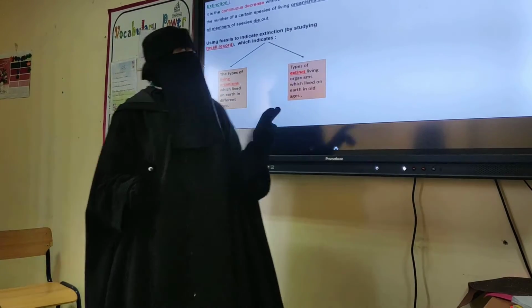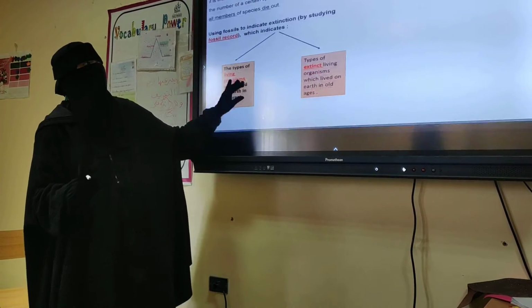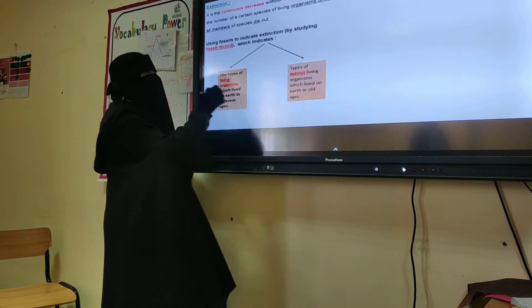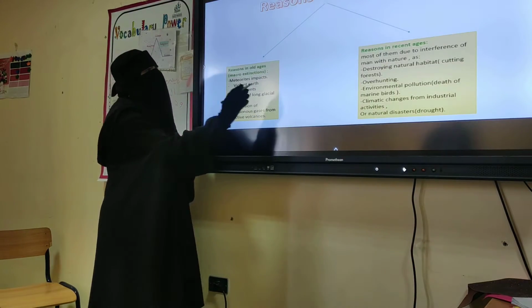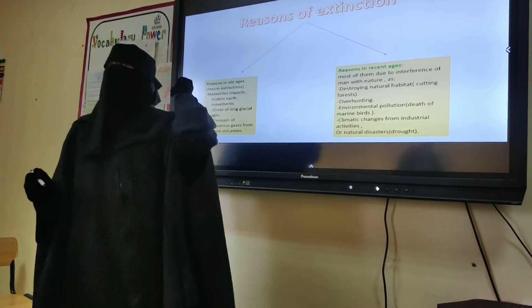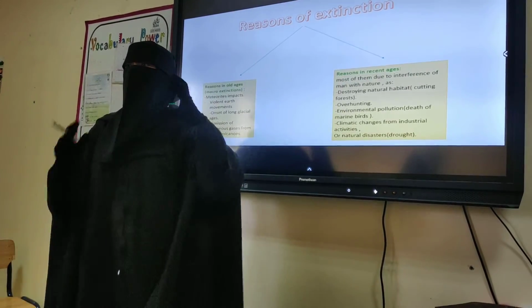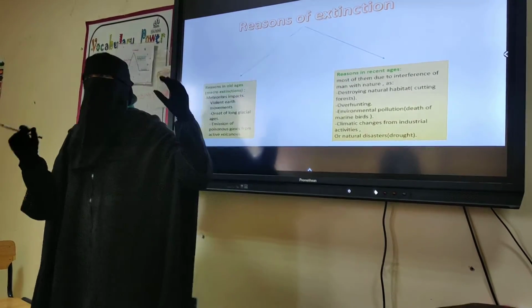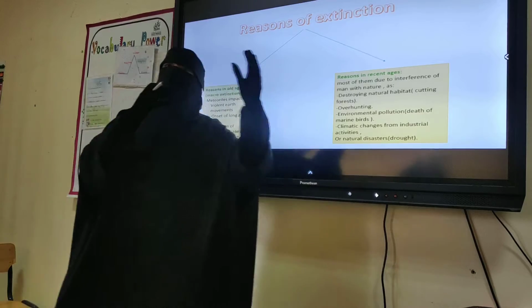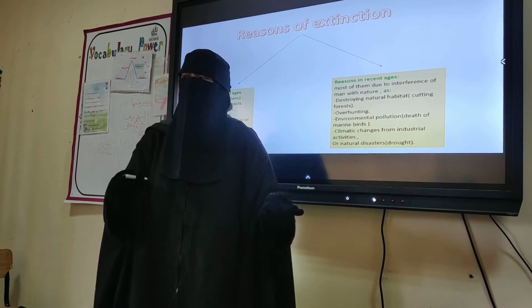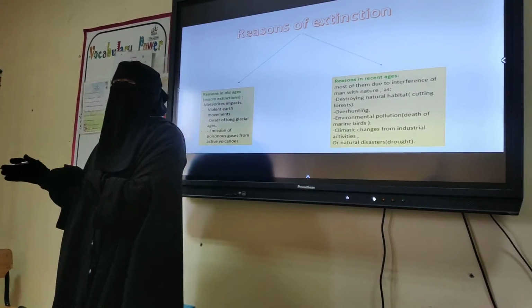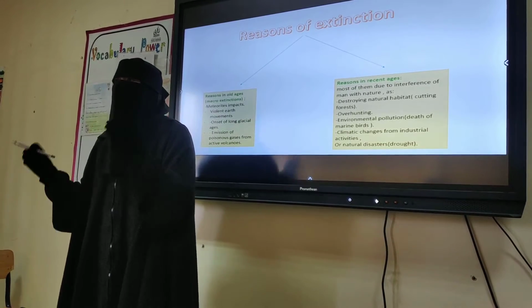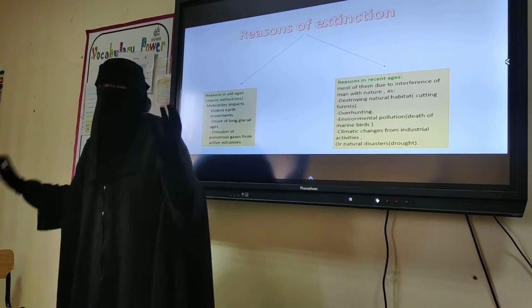Thank you. So let's classify the reasons into two main reasons. Reasons that occurred over large periods of time, known as macro extinction in old ages, and other reasons that happened recently, or in a recent period of time, due to what? Due to human interference in nature.